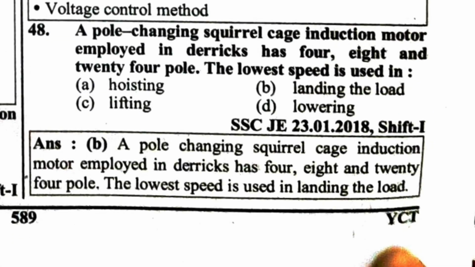Pole changing squirrel cage induction motor employed in derricks has 4, 8 and 24 poles. The lowest speed is used in landing the load.